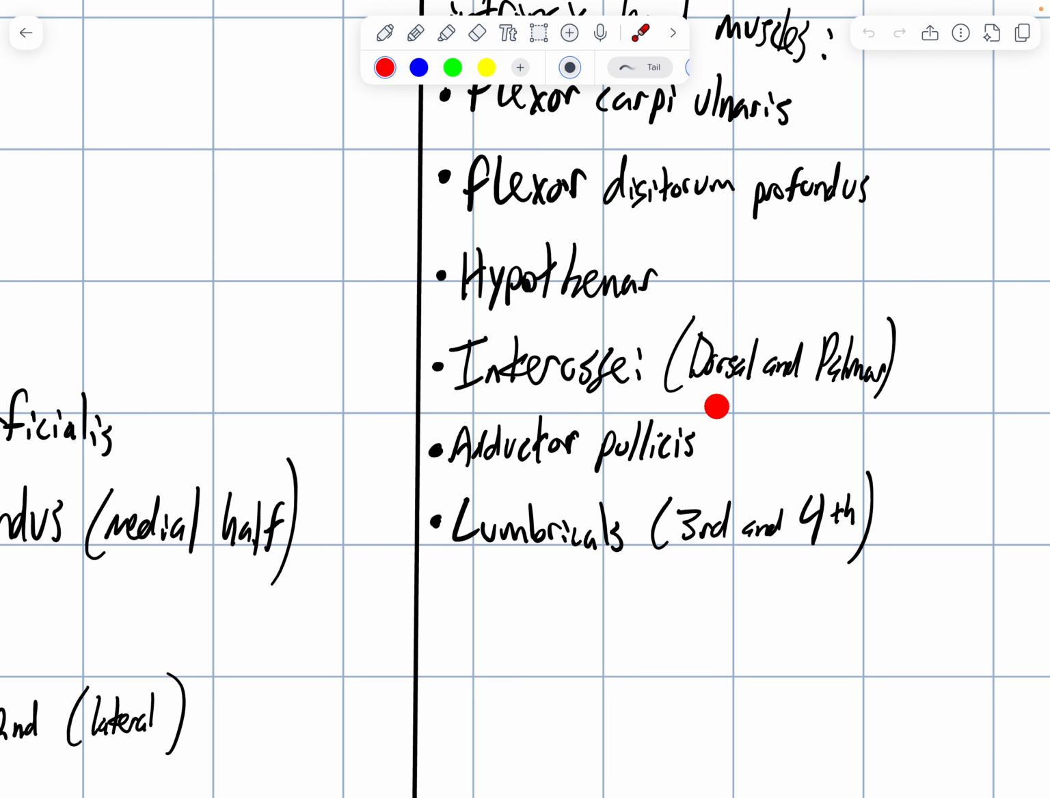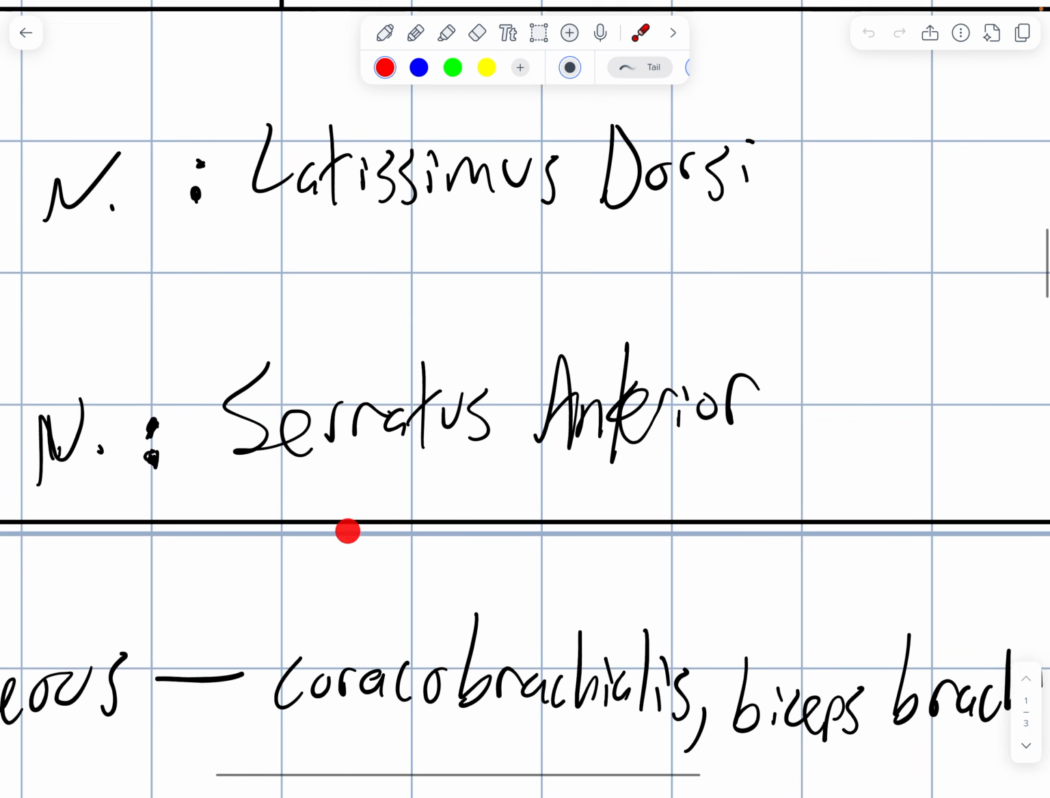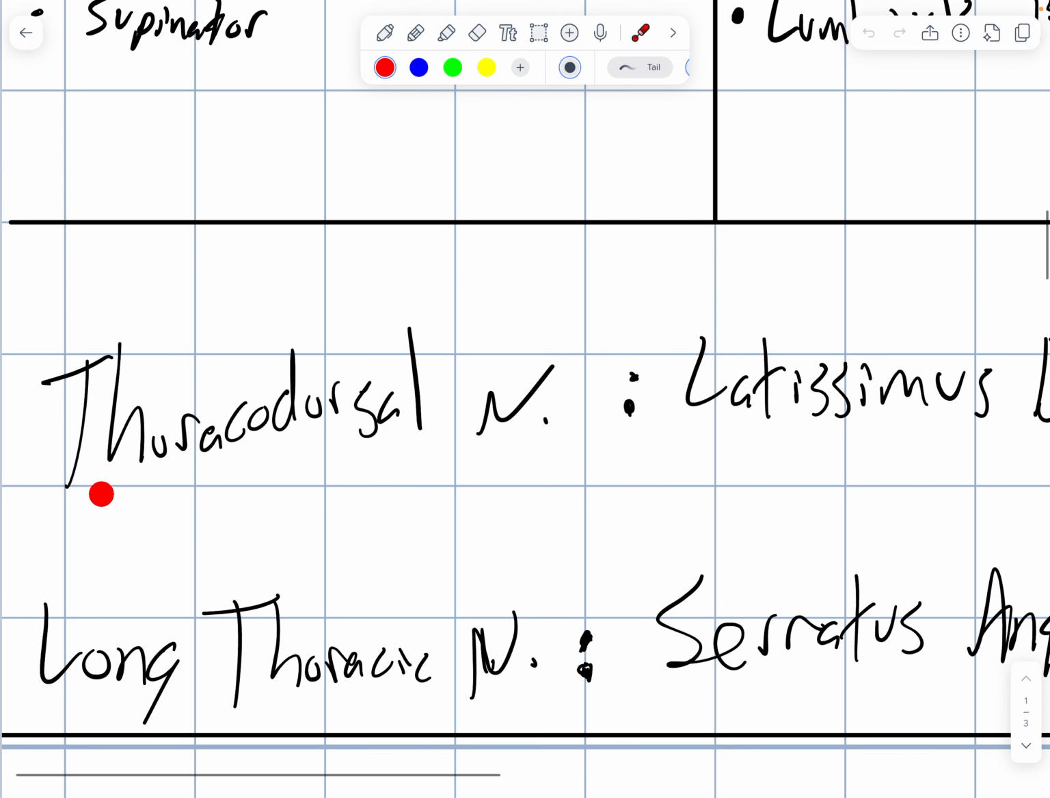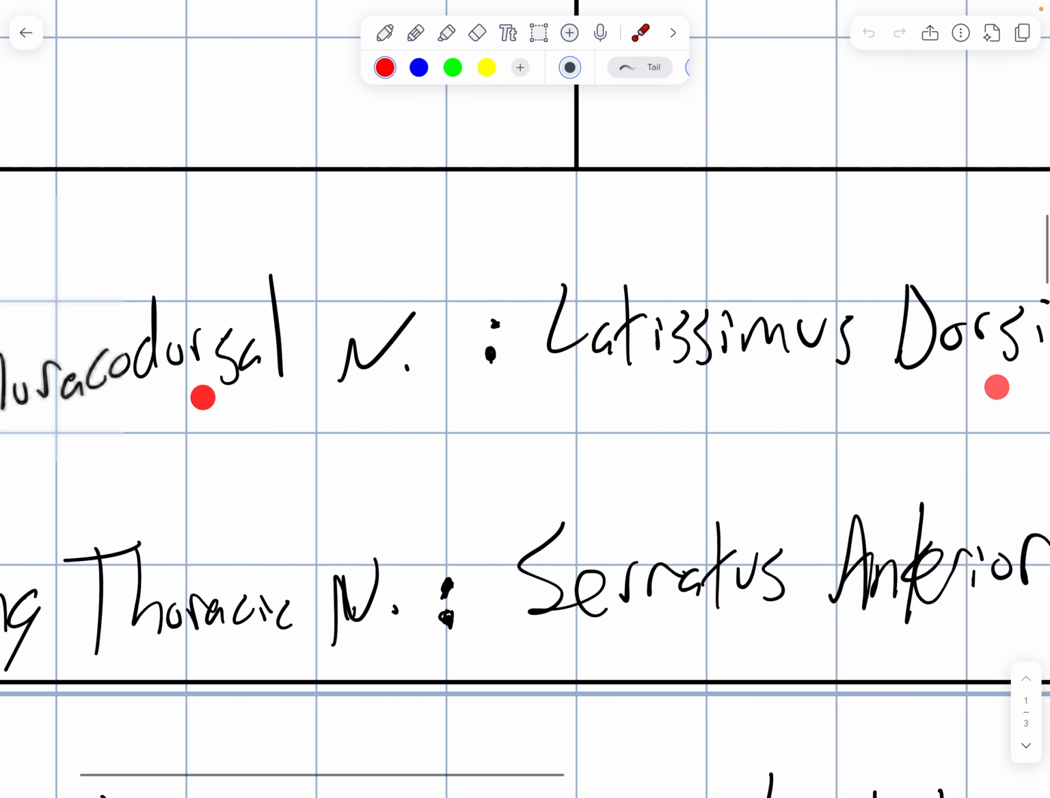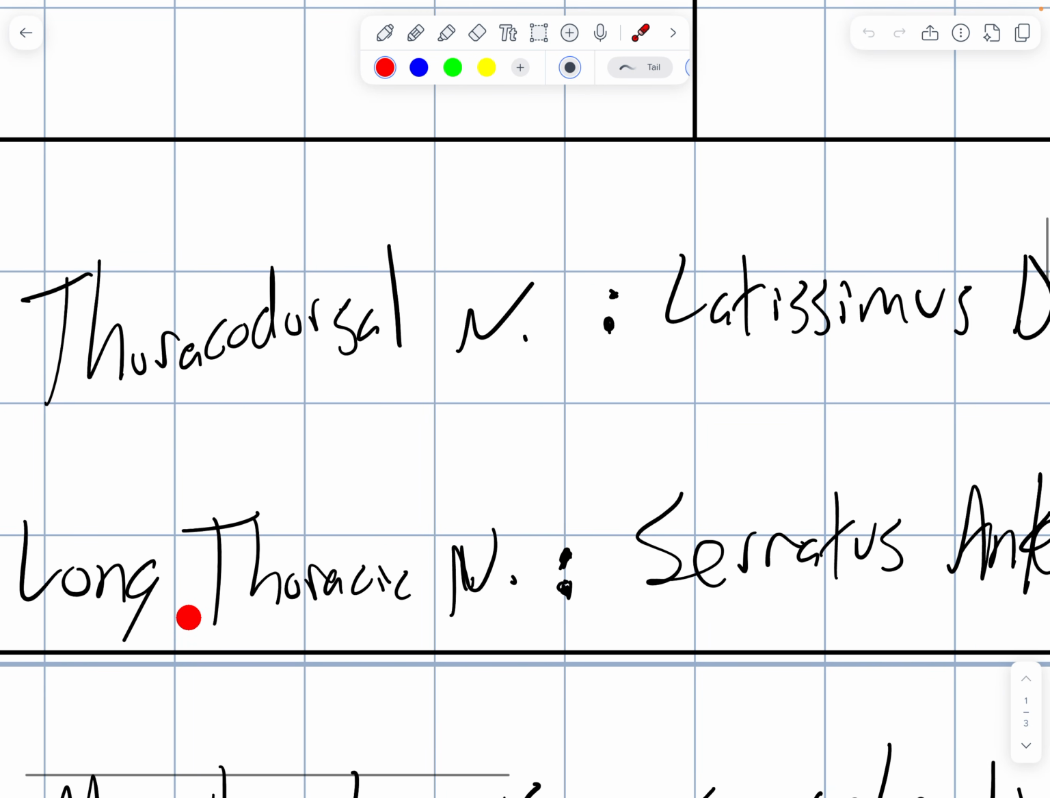So these are the flexor carpi ulnaris, flexor digitorum profundus, hypothenar, which is the pinky finger muscles, interossei, dorsal and palmar, so this is your DAB and PAD muscles, adductor pollicis, and the lumbricals, the third and fourth, when you're looking at anatomical position.